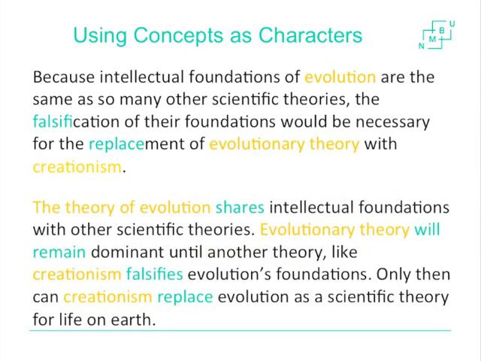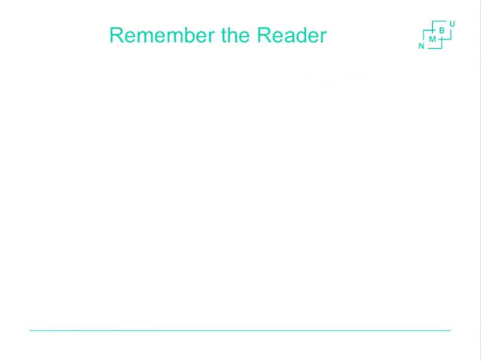The theory of evolution shares intellectual foundations with other scientific theories. Evolutionary theory will remain dominant until another theory, like creationism, falsifies evolution's foundations. Only then can creationism replace evolution as a scientific theory for life on Earth. The sentence is now much clearer because the subjects and the verbs are placed together inside the sentence, and because character action is clear, despite the characters being concepts rather than people.